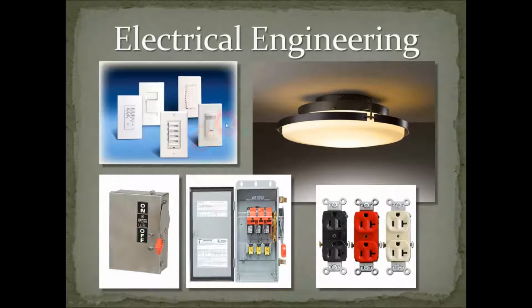Electrical engineers also specify lighting. We decide what kind of lights go into different areas, and then also the controls that control those lights. Also, we specify safety equipment like this disconnect switch here. This is an on-off switch so that if somebody's working on a piece of equipment, they can turn the equipment off and disconnect it from the electricity so that nobody gets hurt.